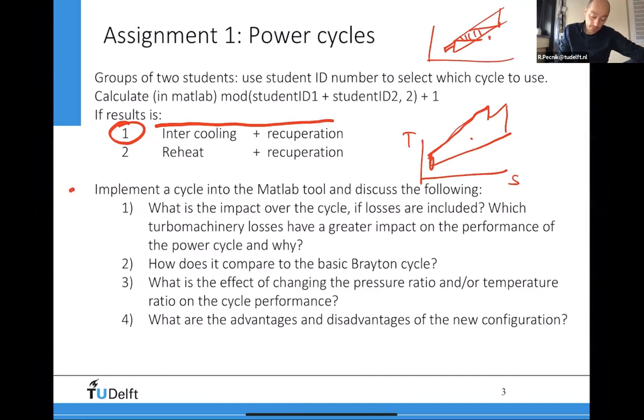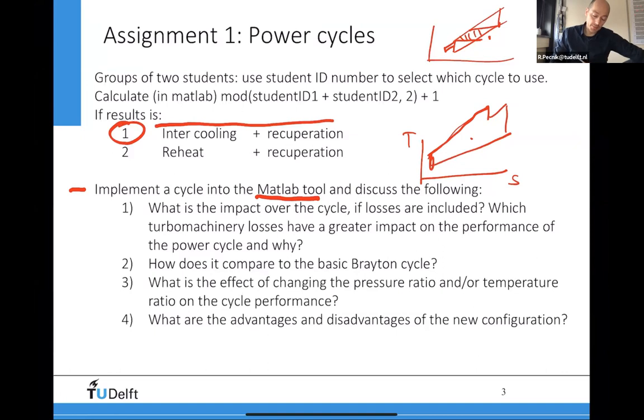So implement a cycle into the MATLAB tool that is provided on Brightspace for the master students. You can use the MATLAB tool, but we also have an Excel tool, and the Excel tool will also be made available on the Google Drive. Sika Klein has also given you already an Excel sheet, and in this Excel sheet, these things are already implemented, and then you can play around with them yourself, okay? But the master students from TU Delft, you can either use the MATLAB tool or the Excel tool. I will show you this in a second.